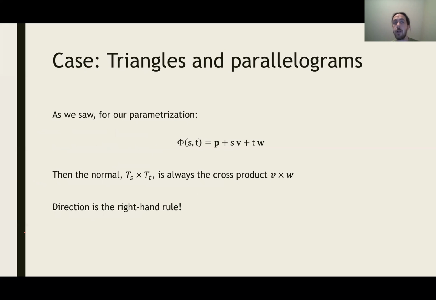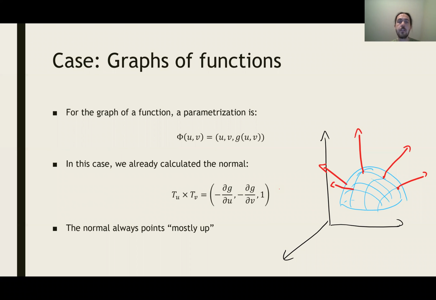So, for example, this first case of parameterization, where we parameterize a flat shape like a triangle or a parallelogram, is nice because the normal is just the cross product of the two direction vectors, and the direction is given by the right-hand rule. In the case of the graph of a function, if we can solve for z in terms of x and y, then here's a parameterization. Phi of u, v is equal to u, v, g of u, v.